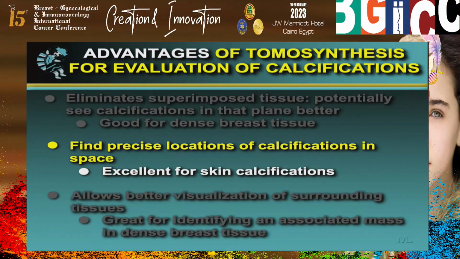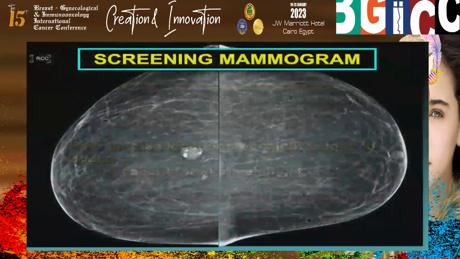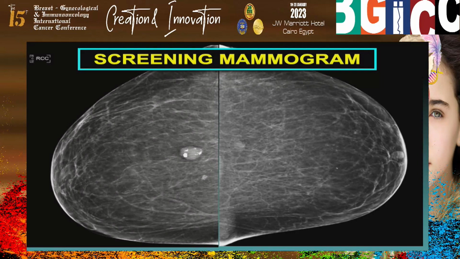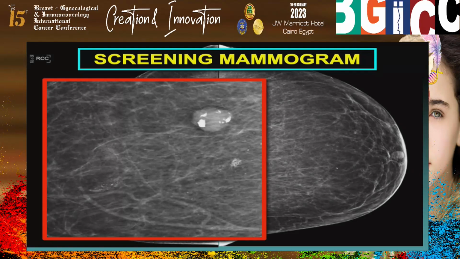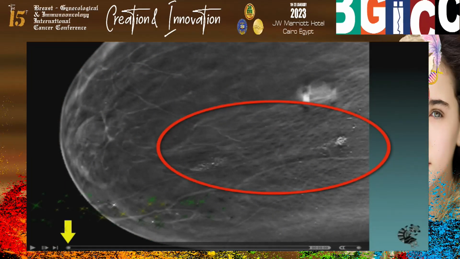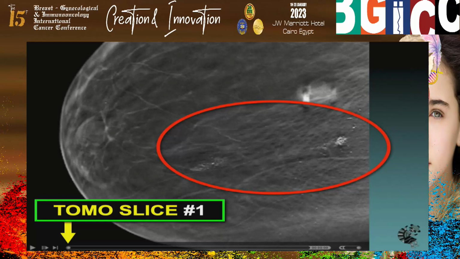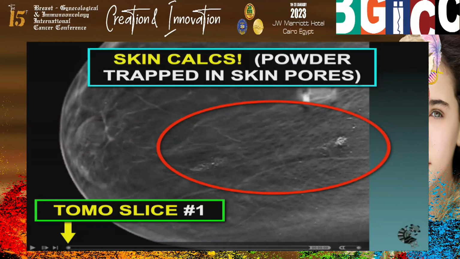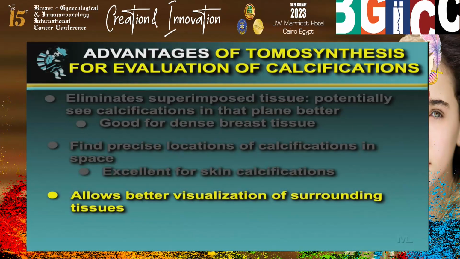What about precise location, how helpful it can be, especially for skin calcifications? Here's a case where you see some calcified fibroadenomas, but that's not what I want to show you here. If you look closely, there are some clusters of worrisome calcifications identified there. But when we looked at the tomosynthesis, where are they located? They're located on slice number 1. What does that tell us? They're right along the detector. They're in the skin. And to verify that, we can see those black holes, which represent skin pores. This was just powder trapped in skin pores. No workup needed. We can identify these unequivocally on tomo alone because of the location.